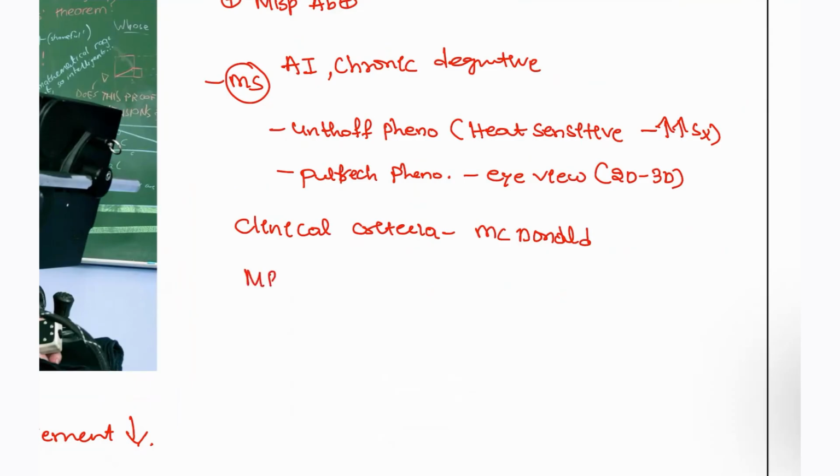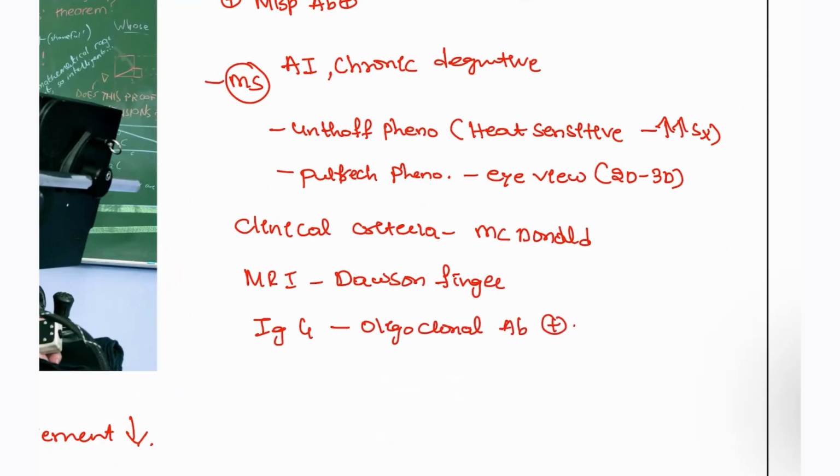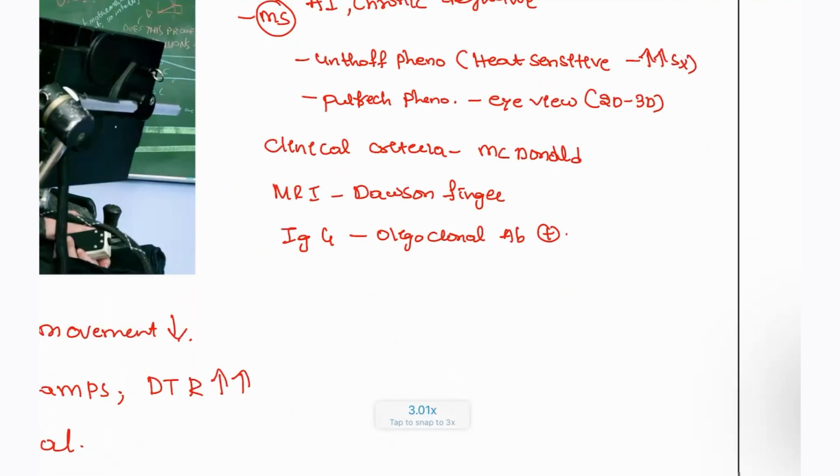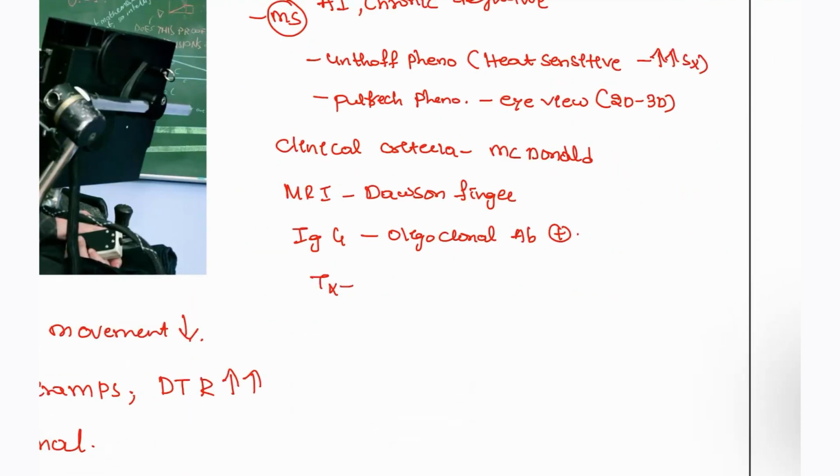On MRI scan, you are going to see the Dawson's finger appearances in this patient. On immunoglobulins, you are going to see oligoclonal antibodies which will be visible in this patient. Next, what is the treatment? This is an autoimmune condition, so we can give steroids to this patient. This is the overview that you have to remember for multiple sclerosis.